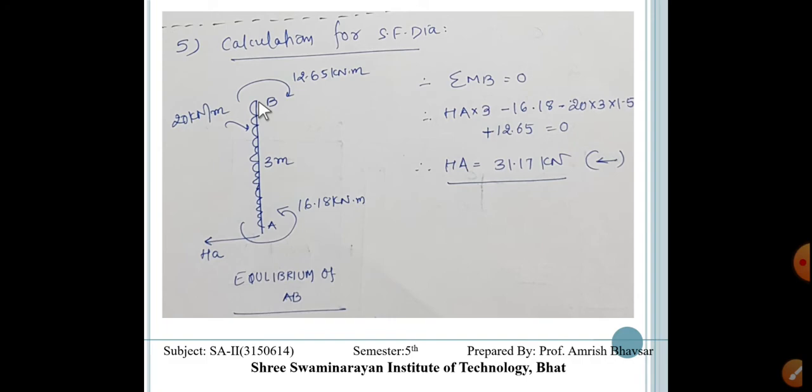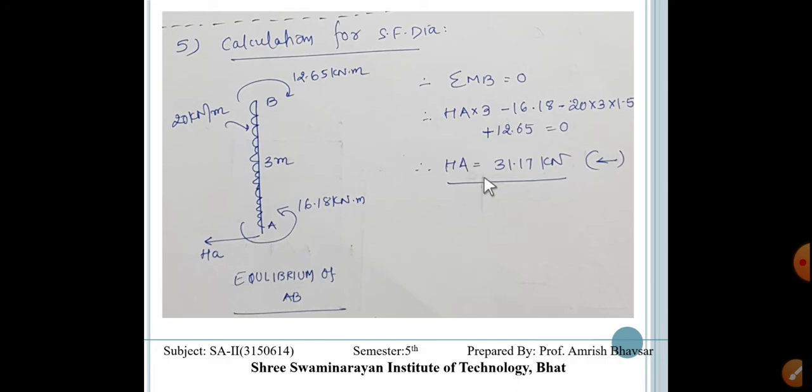So we are going to take moment at B. Here HA into 3 is clockwise, and 12.65 is clockwise. Here 16.18 is minus, it is anti-clockwise, and the 12 kilonewton per meter UDL, the moment by this UDL, 12 into 3 into 1.5, is anti-clockwise.